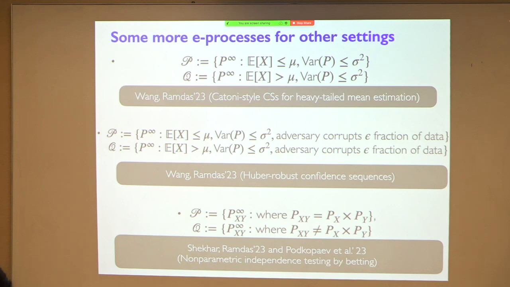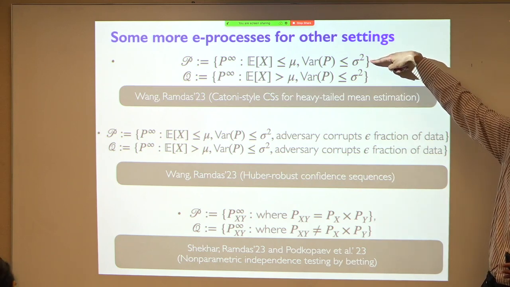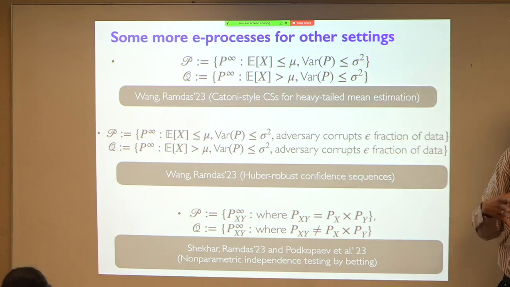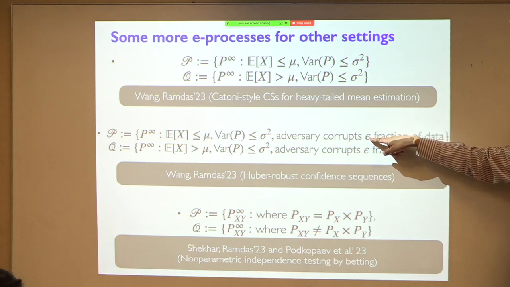The reason is that for this null script P, like in the testing problem, I can define a Huber-robust non-negative supermartingale for this class. This class is an epsilon total variation ball around the other class. So somehow you take this class, I can define non-negative supermartingales for that class. This class is an epsilon total variation ball around the other one, and somehow I can define a non-negative supermartingale for this class too.